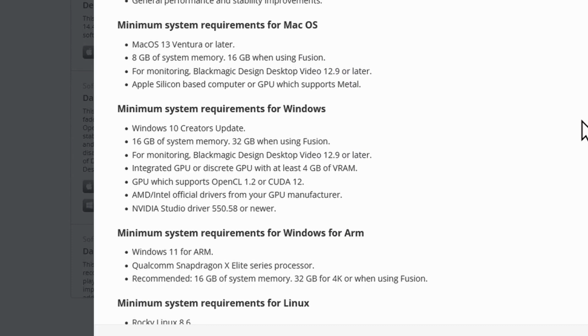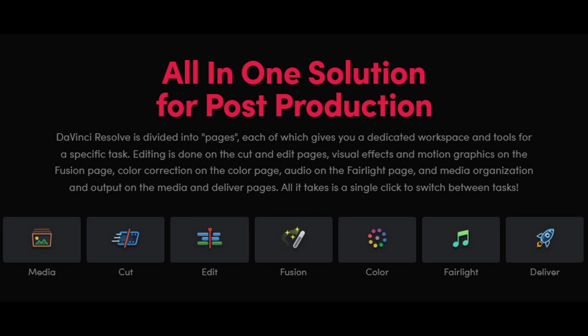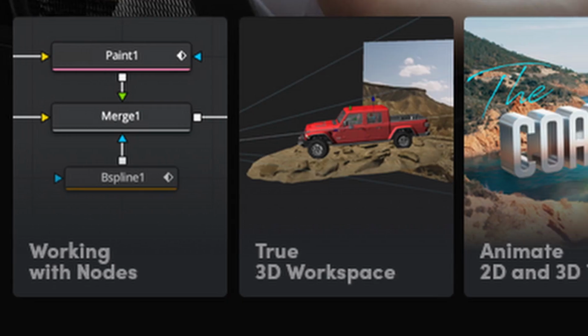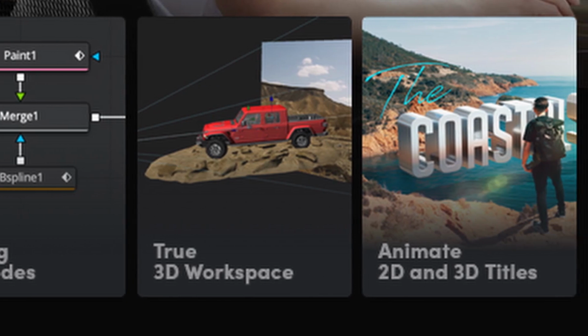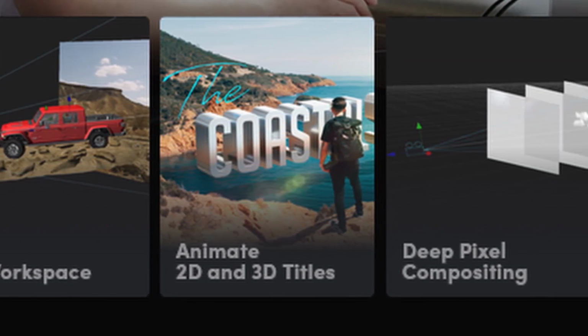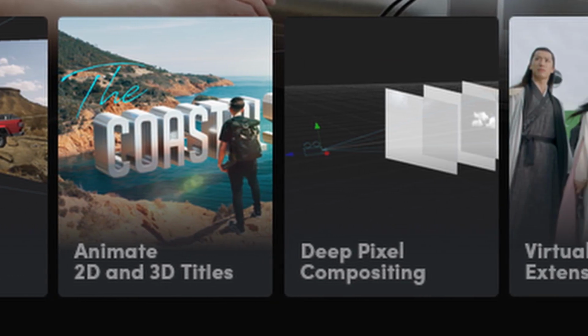I'm going to focus on the requirements for Windows, which says that you need 16 gig of system memory and 32 gig when using Fusion. Now, to briefly explain, DaVinci Resolve is basically a bundle of programs, and Fusion is one of those programs. Fusion is used for creating advanced effects, and it is the engine that drives the included drag and drop effects. When you use Fusion or some of these included effects, your system needs to work harder, and the more system memory or RAM that you have, the better your computer will cope.